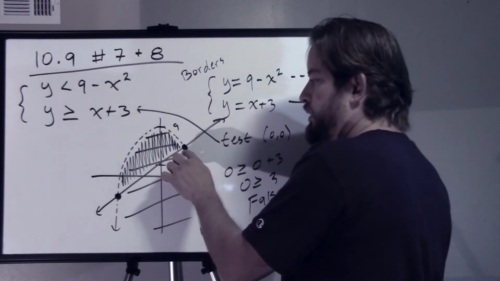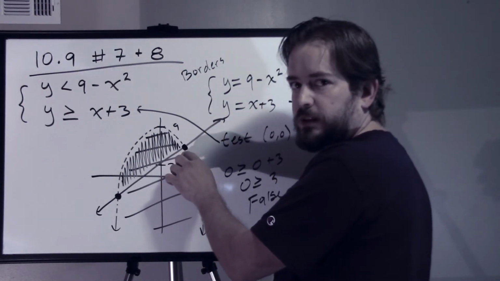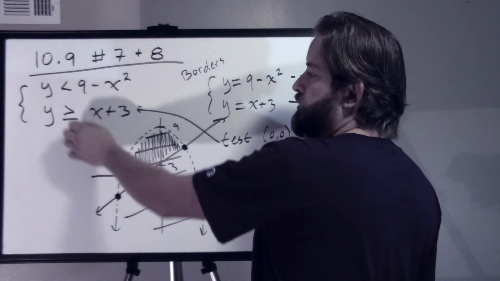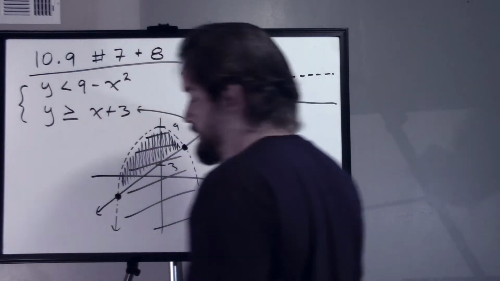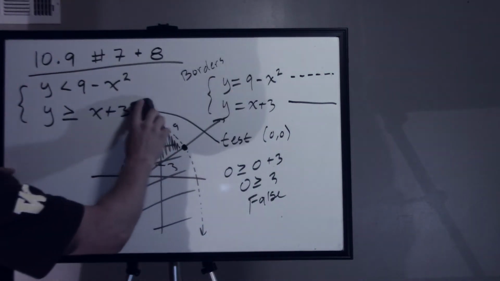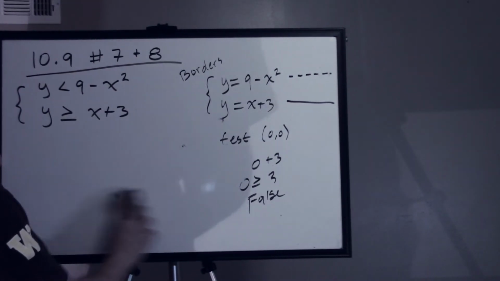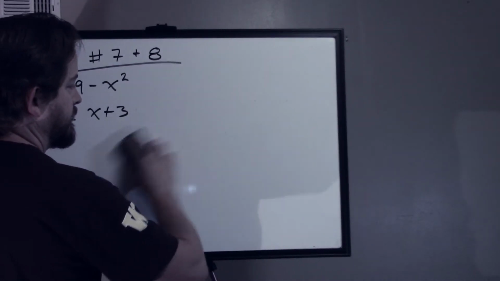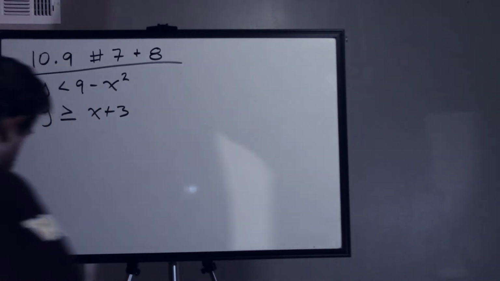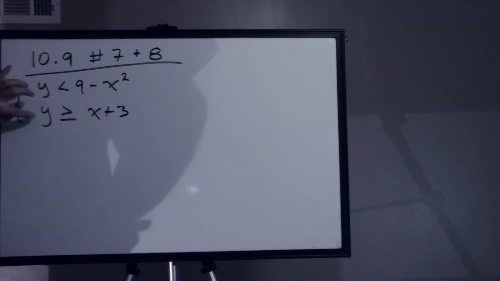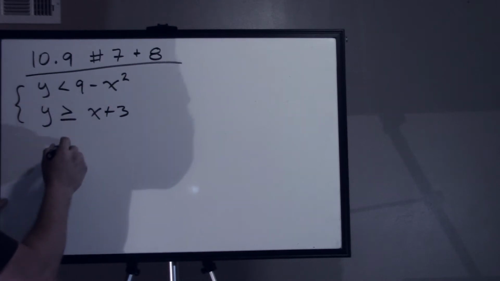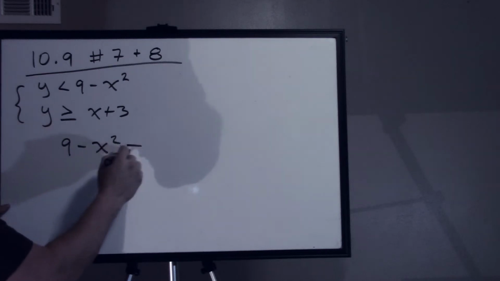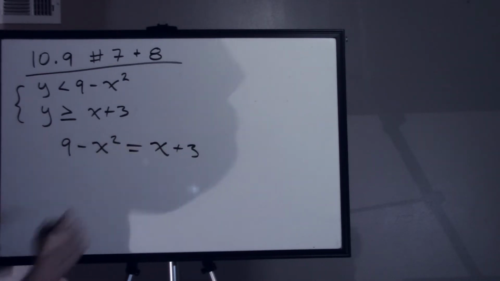Right? At this point here, the x and the y values have to be the same, right? Which is to say that this y value has to be the same as that y value, and this x value has to be the same as that x value. So I'm going to erase all of this because we're going to do this algebraically. All it really means is if this y value has to be the same as this y value, then this 9 minus x squared, which is on the border of this y value, has to be the same as the x plus 3, the border of the other y value.